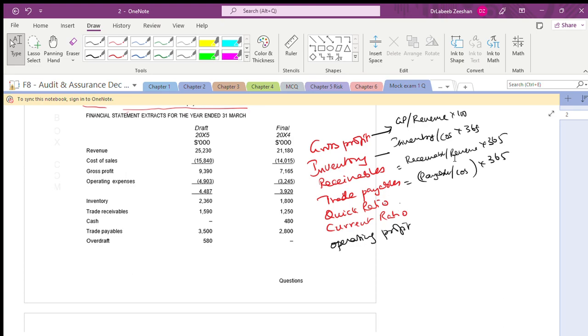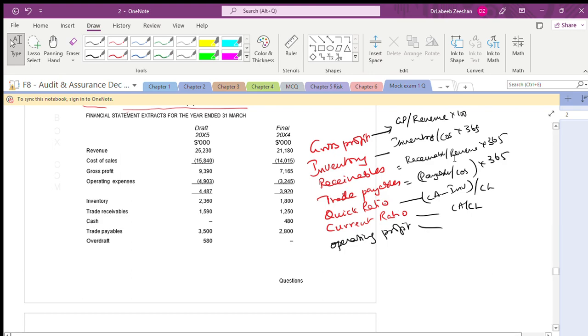into 365. Quick ratio: current assets minus inventory divided by current liabilities. Current ratio: current assets divided by current liabilities. Operating profit ratio: operating profit divided by revenue.